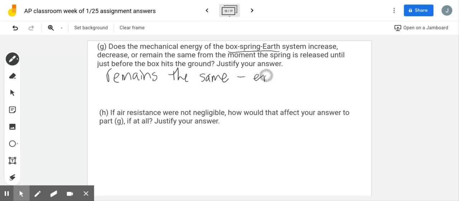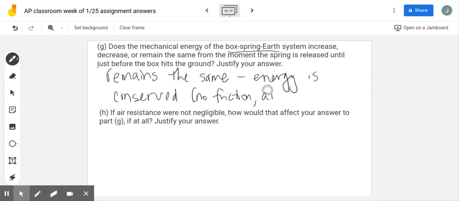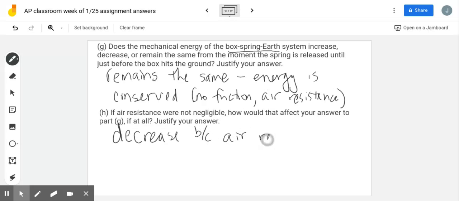energy is conserved, right? No friction, air resistance, nothing taking energy away. If air resistance was not negligible, how would that affect my answer? Well, then the mechanical energy would decrease because air resistance would remove energy.